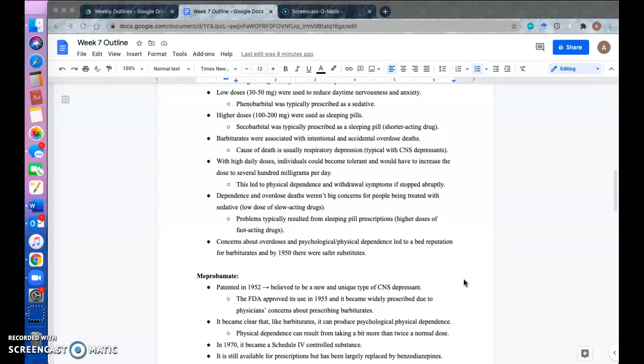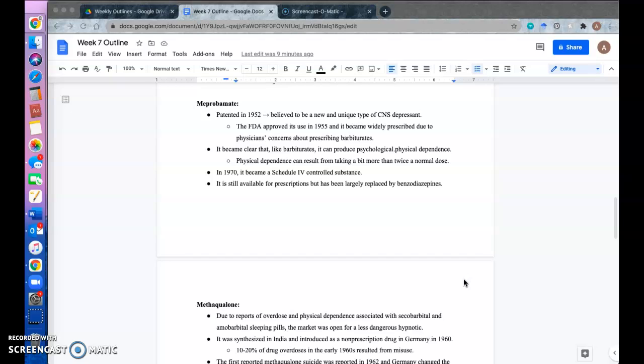Next, there were meprobamates, which were patented in 1952 and were believed to be a new and unique type of CNS depressant. The FDA approved its use in 1955, and it became widely prescribed due to physicians' concerns about prescribing barbiturates. It became clear that, like barbiturates, it can produce psychological and physical dependence.